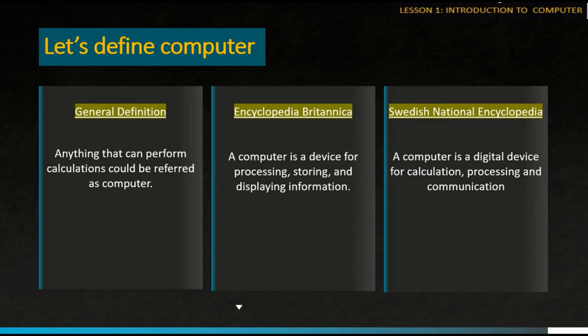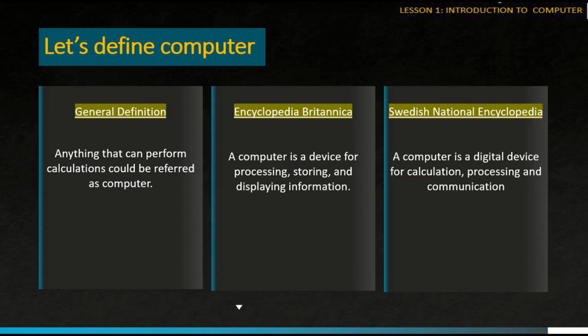We are starting this course by defining the computer. A computer can be defined in different ways. For example, a general definition of computer is, anything that can perform calculations could be referred to as a computer. According to this definition, human being is also a computer. Encyclopedia Britannica defines computer as, a computer is a device for processing, storing, and displaying information. Swedish National Encyclopedia defines computer as, a computer is a digital device for calculation, processing and communication.